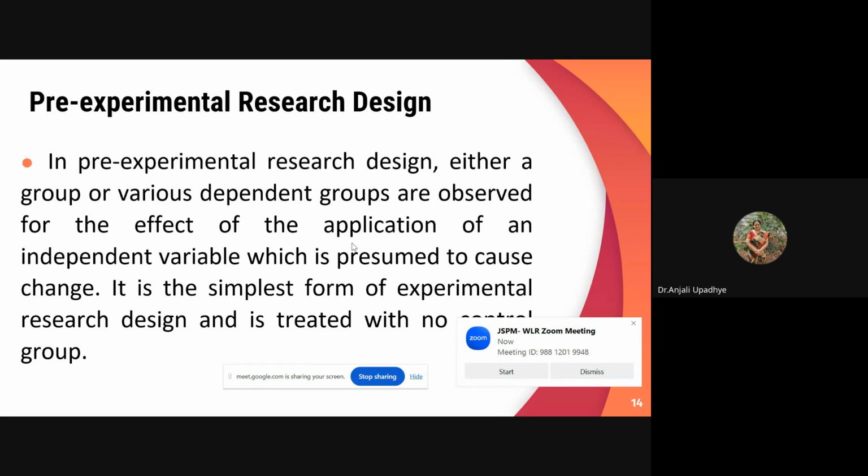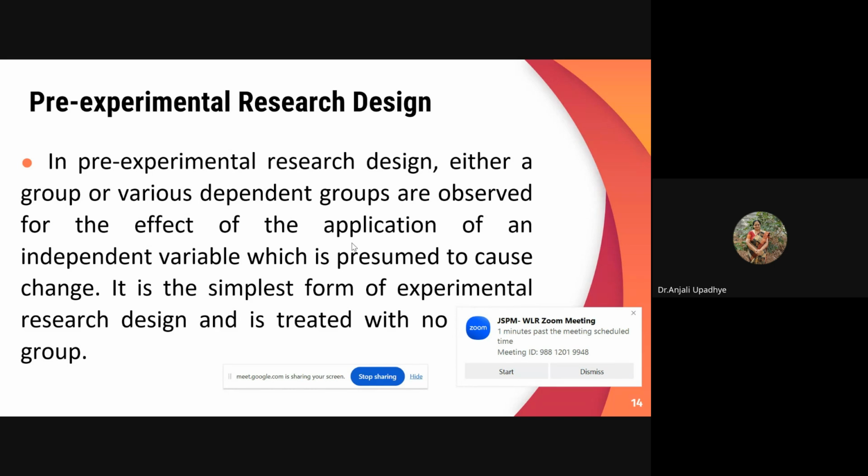In the pre-experimental design, either one group or various dependent groups are observed for the effect of applying an independent variable, which is presumed to cause a change. That is, whenever a stimulus is given, we need to observe how much effect it has and how much it changes the variable. This is called a simple pre-experimental research design.